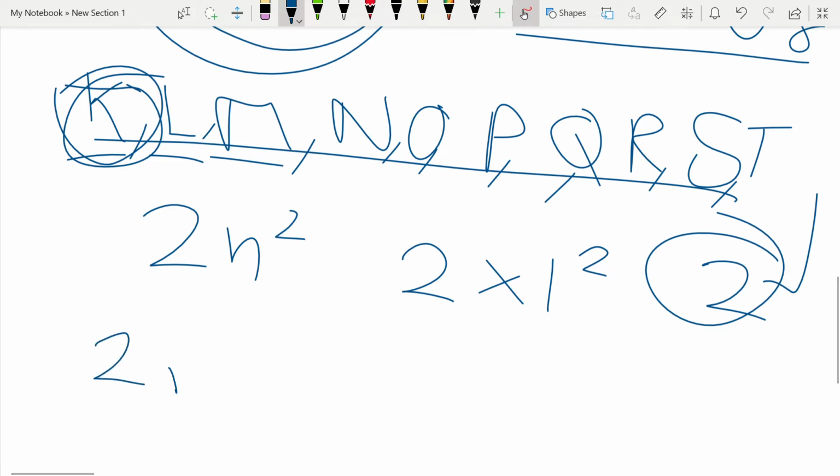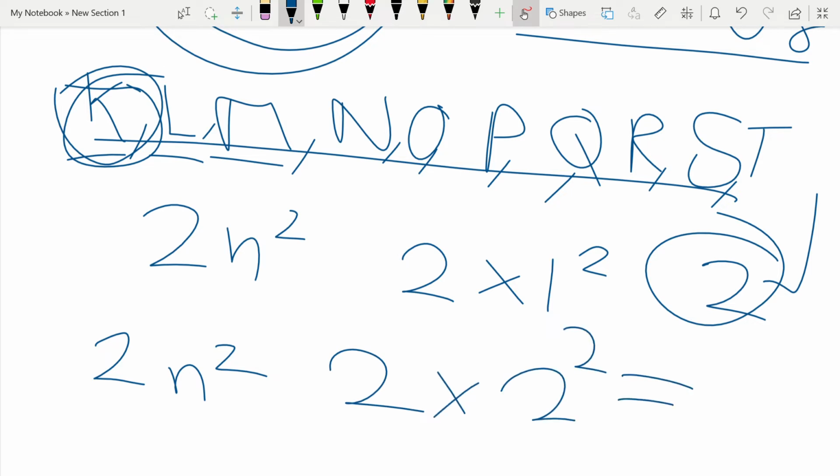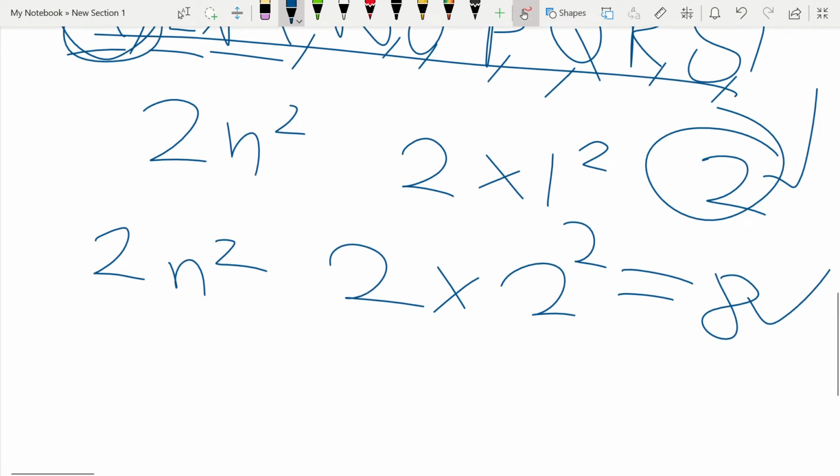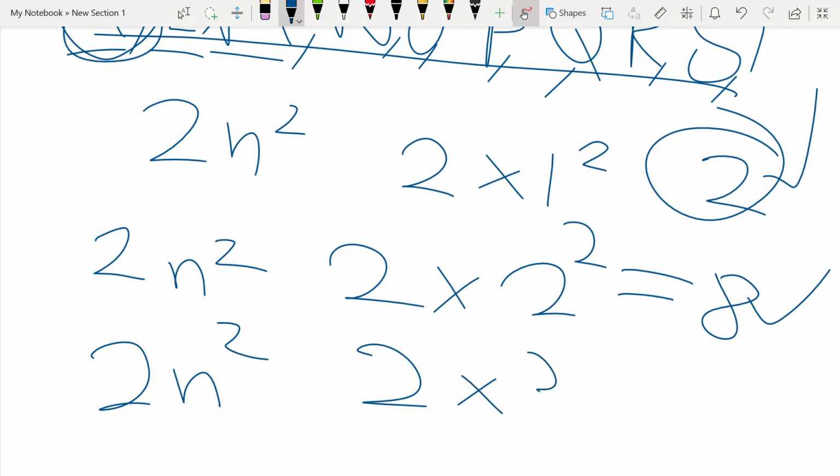How many electrons can L hold? 2n square again, which is going to be 2 times the second shell square, 2 times 2 square. 2 square is 4. 4 times 2 is 8. Alrighty, let's move on to M. How much can M hold? So 2n square again, 2 times 3 square. 3 square is 9, 9 times 2 is 18. So how much can M hold? It can hold 18.